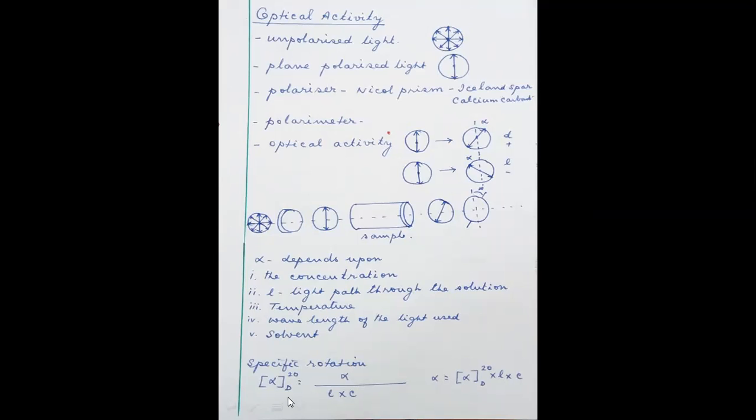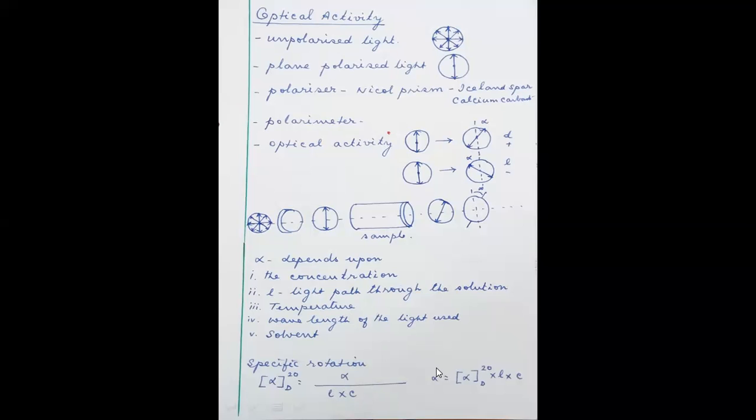So this alpha d20 is equal to alpha divided by length into concentration. Here, if length is mentioned in meter, then you have to mention the concentration in mole per meter cube. If it is mentioned in mole per decimeter cube, that is mole per liter, then the length should also be mentioned in decimeter. So unit conversions are very important in chemical calculations.